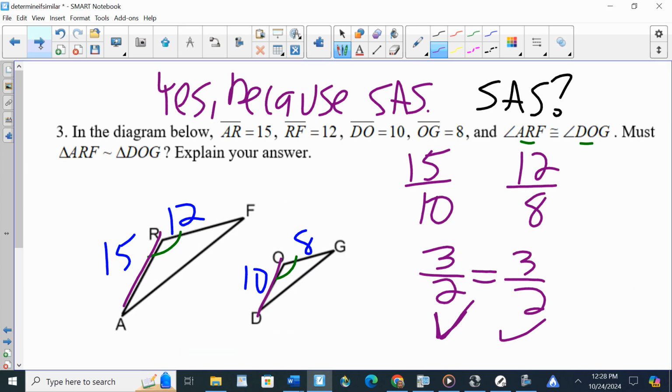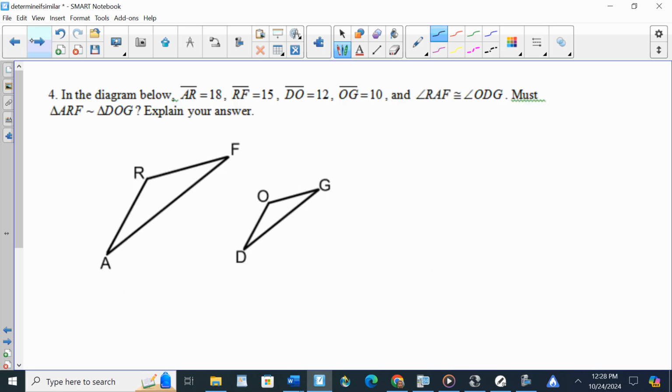If the sides were not in proportion, if these did not reduce to the same thing, then no, the triangles would not be similar. So let's take a look at this one. I've got AR is 18, RF is 15, DO is 12, OG is 10, angle RAF is congruent to angle ODG. Which is the only method that would potentially work here? And the answer is none of them.